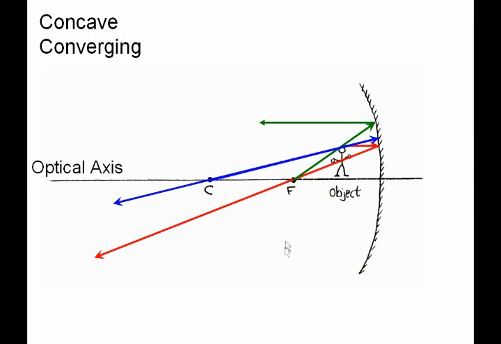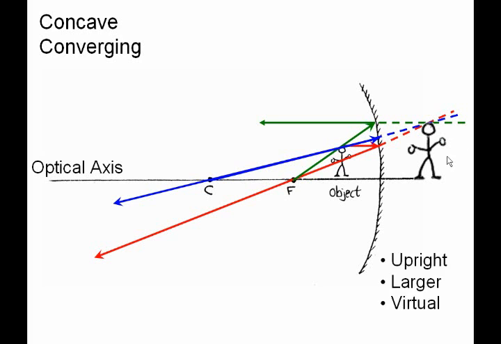Now you can see on this one that the light rays do not converge, so we are not getting a real image this time. When they don't converge, you're going to have to trace them backwards behind the mirror to make a virtual image. So each of the light rays will trace backwards, and where these extensions converge, that's where our image is going to be. Looking at this image, it is upright and larger, and this one is virtual because it's behind the mirror, not in front.